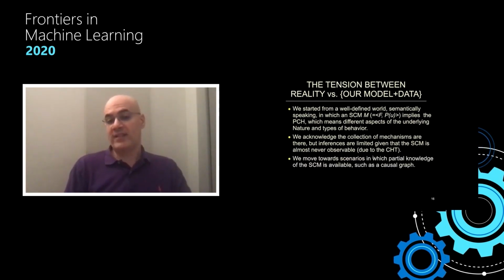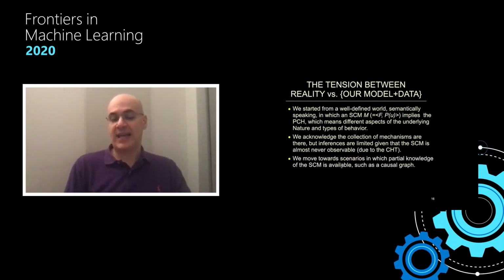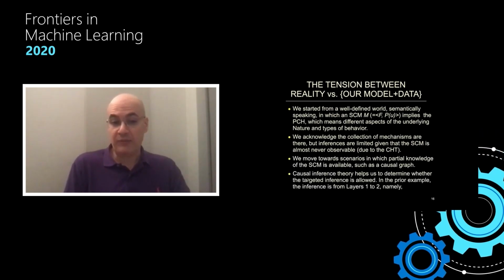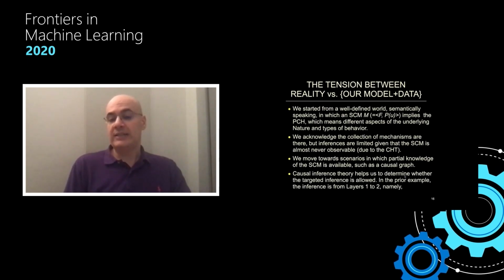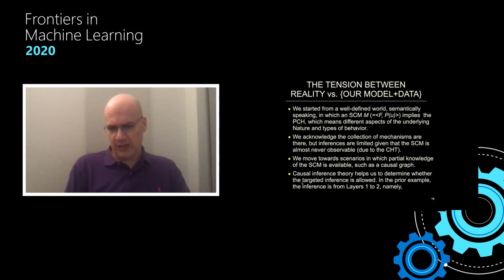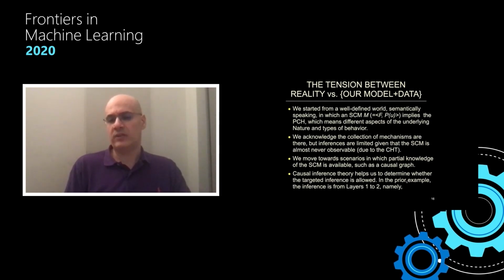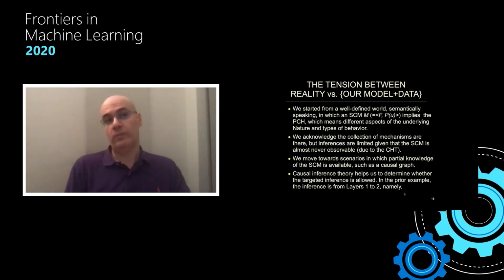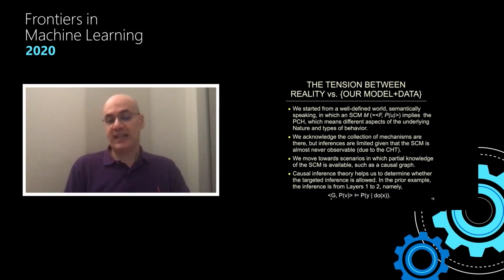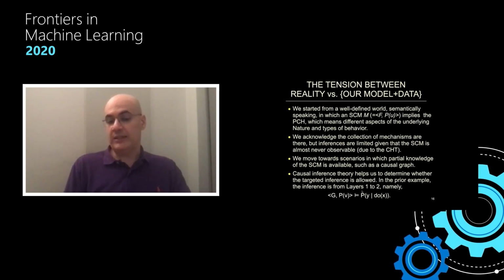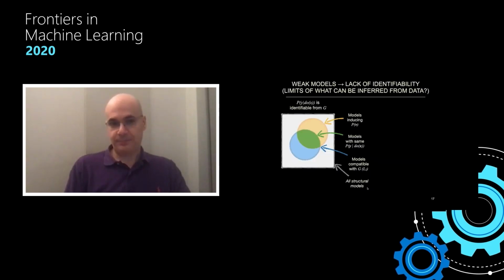Now we move towards scenarios in which partial knowledge of the SCM is available, that is encoded such as a causal graph, a layer 2 causal graph. Causal inference theory then helps us to determine whether the targeted inference is allowed. In the prior example, the inference is from layer 1 to layer 2. Namely, we are trying to understand if the graph plus the P(V), that is the layer 1 distribution, allows us to answer the P of y given do x.